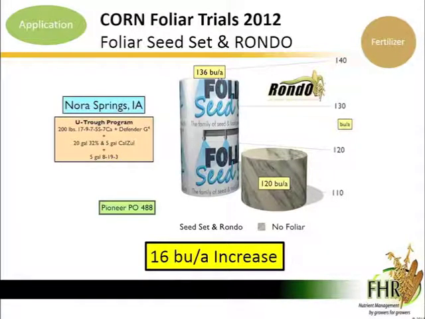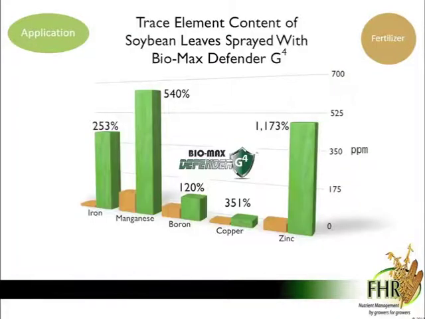Some foliar trials that we've done in 2012 in the Norris Springs area, looking at 136 using Rondo as a bulker versus 120 on the check, no foliar. It was a 16 bushel increase. Even at today's prices, you're looking at over $50 in return. These are big things to look at. So you're going to make an ROI on these types of things, which is a massive return on investment.